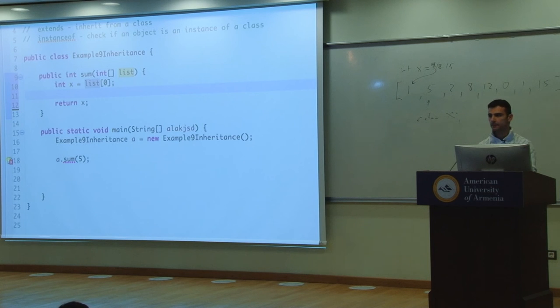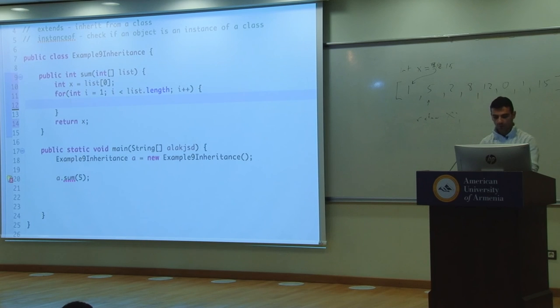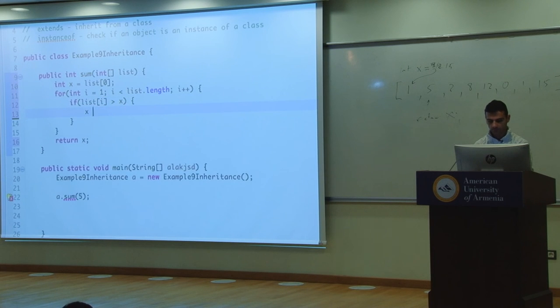Then what? I equals 1. I is less than list.length, I plus plus. And for each one, for each list of I, for each one of these values, we're going to check what? Not I, list of I. Then what? Yes? Beautiful. Very well done. Questions regarding this?